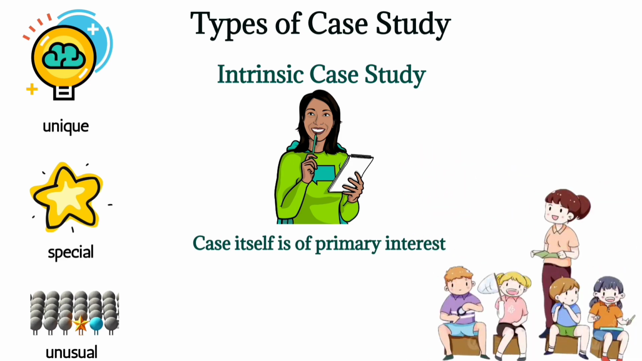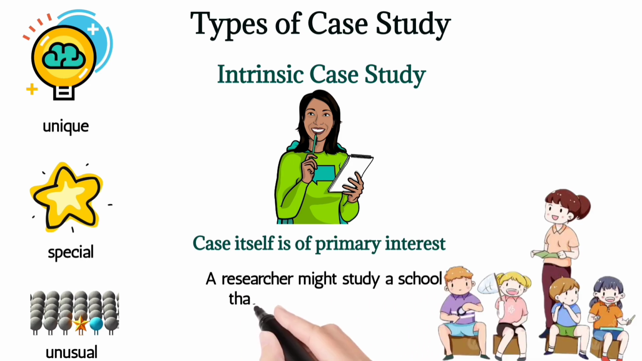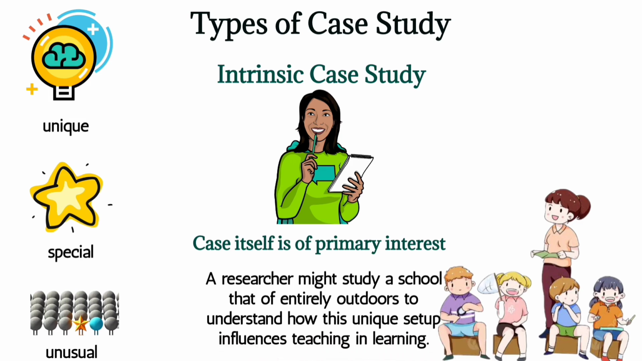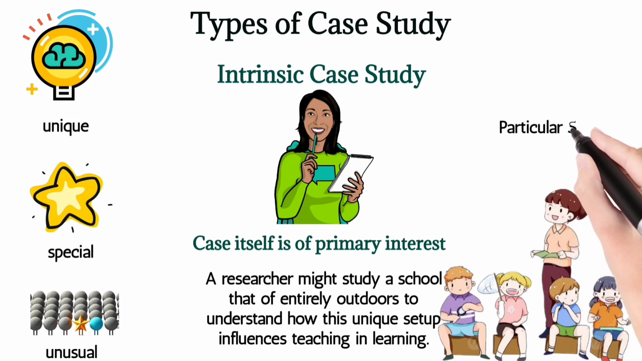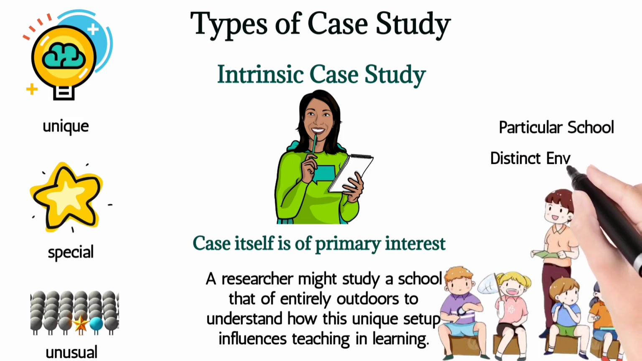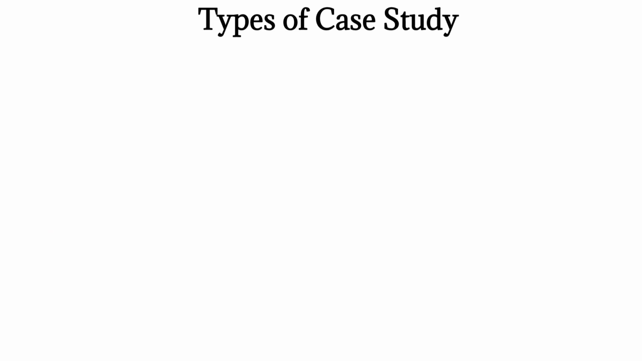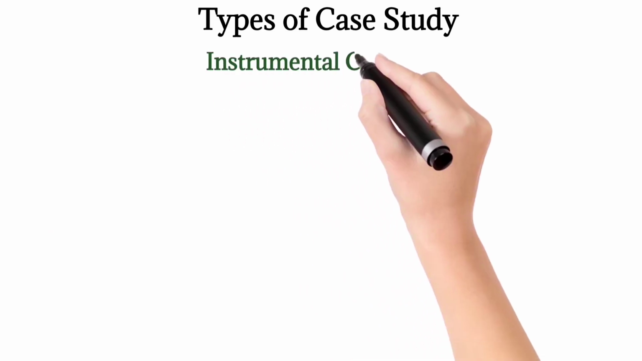For example, a researcher might study a school that operates entirely outdoors to understand how this unique setup influences teaching and learning. The focus is on that particular school and its distinct environment. In short, intrinsic case studies focus on cases that are special or stand out, allowing the researcher to explore the case in great detail.